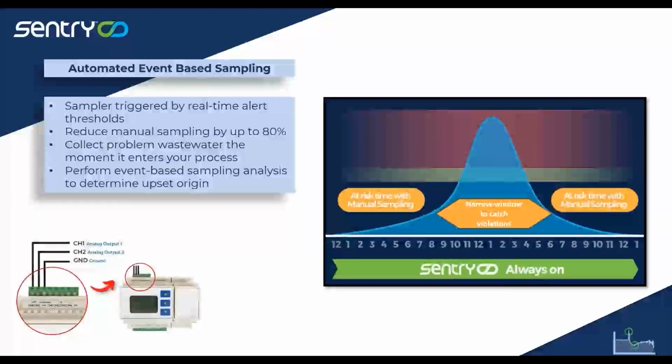And again, like I said, the way we've done this with groups is triggering a real-time alert threshold. We've seen up to 80% sampling reduction, and really the goal is if you're looking to catch things, there's a very narrow window if you're just doing random manual samplings or every day at the same time, versus doing it event-based, and that allows for a higher chance of catching things that are causing an issue at the plant, and then being able to clearly identify that.